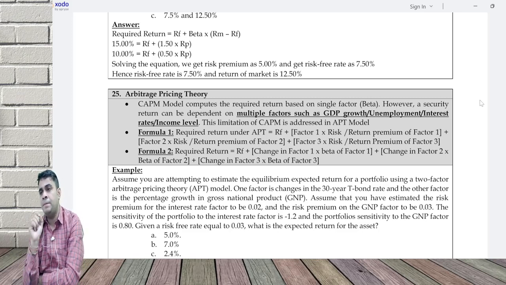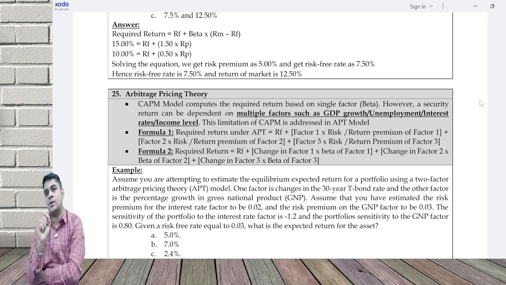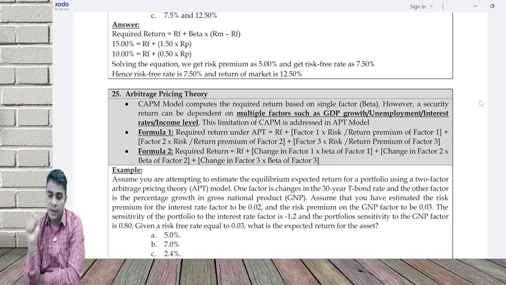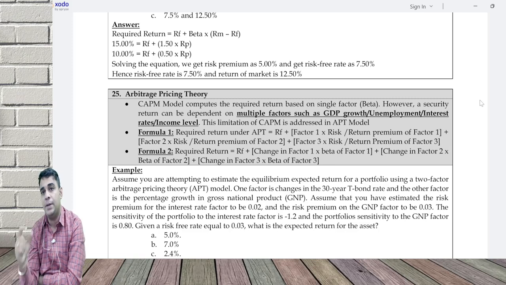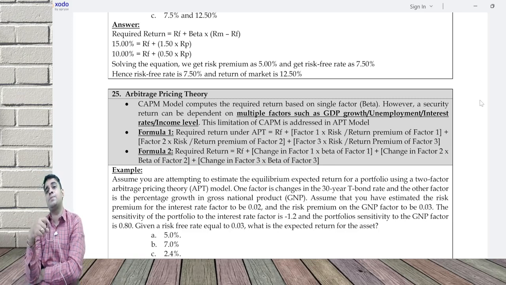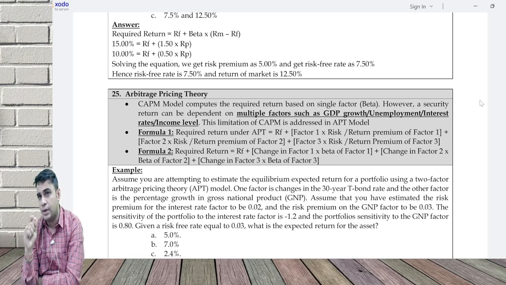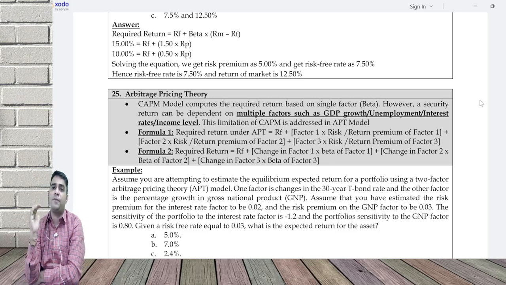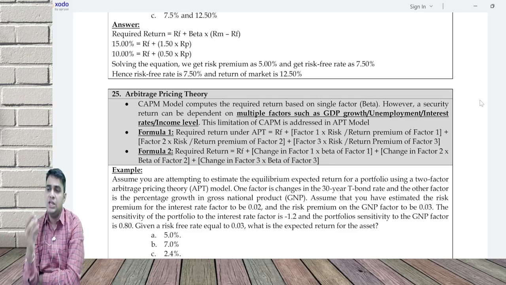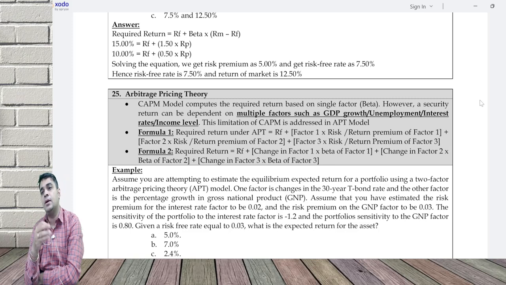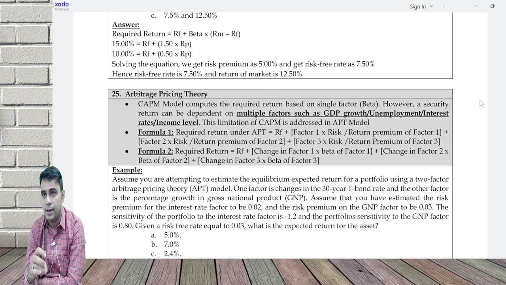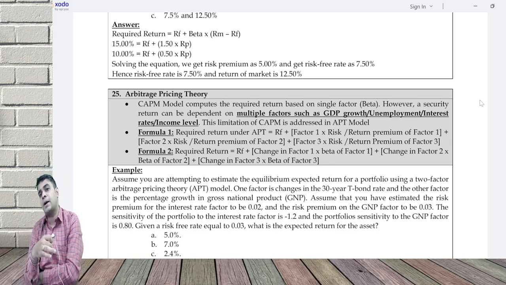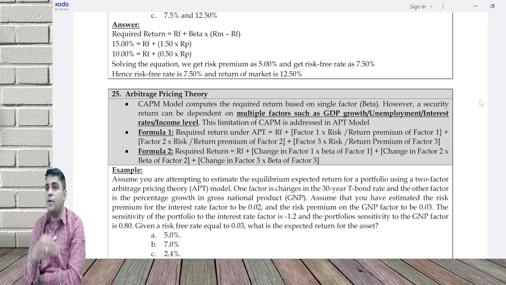Now, the next concept we have is arbitrage pricing theory. What CAPM says is required return is equal to RF plus beta into (RM minus RF). This becomes very simplistic in nature because we think that return is only dependent on beta. So arbitrage pricing theory said, no, it's not only beta, you consider multiple factors. Example, GDP growth can impact my return, unemployment can impact my return, interest rates can impact my return, stock market performance can impact my return.